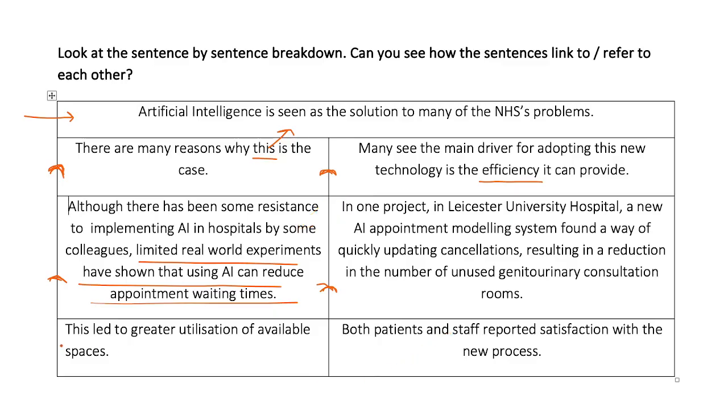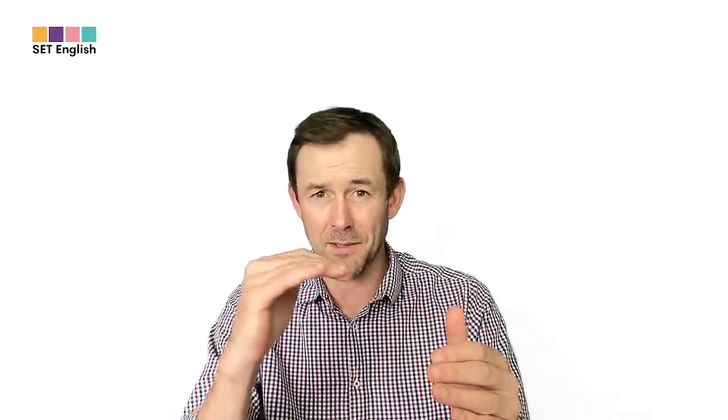Next, this led to greater utilization of available spaces. We've got some more referencing. We've got result language. So this is all about a result of what happened in the previous sentence. And this final one, both patients and staff reported satisfaction with the new process. Okay, this is a conclusion, and it's a conclusion of everything that came before. Okay, so I think what you can see there is that they clearly order these sentences in a logical way. So you can build up an idea.